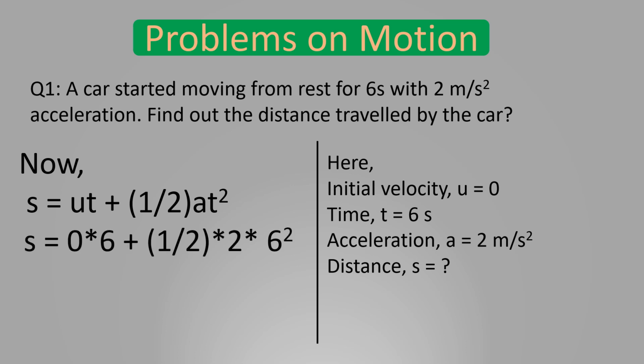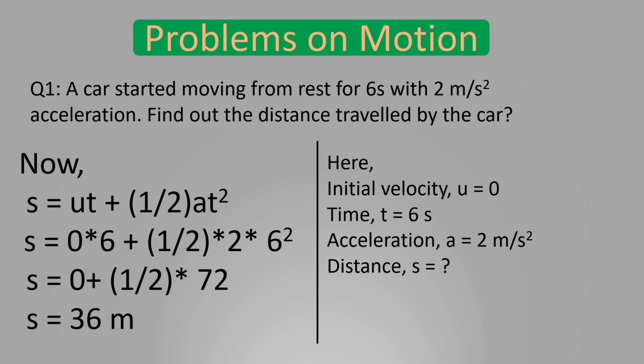Initial velocity is 0, time is 6 seconds, and half of acceleration is 2, and time is 6 seconds squared. After calculating, we find s equal to 0 plus half of 72, and finally we get s equal to 36 meters. So the distance traveled by the car is 36 meters, and in this way we solve many problems regarding motion using these four types of motion.